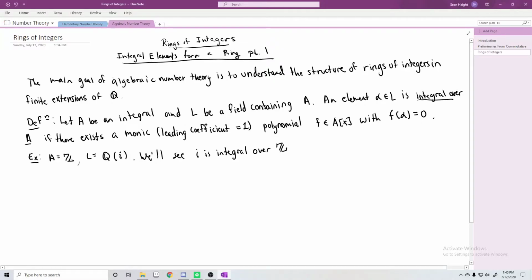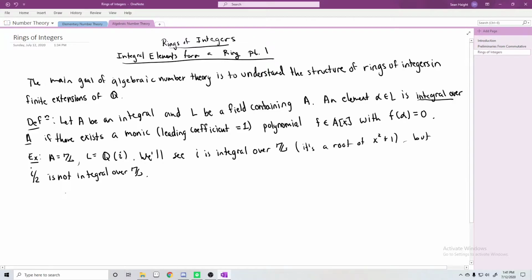When we're talking about Z, a lot of times we'll just say it's an integral element of L, or an element of the ring of integers. We'll see i is integral over Z. It's a root of x squared plus 1, but something like i over 2 is not integral over Z. So you have to do some work to check that something isn't integral over Z.